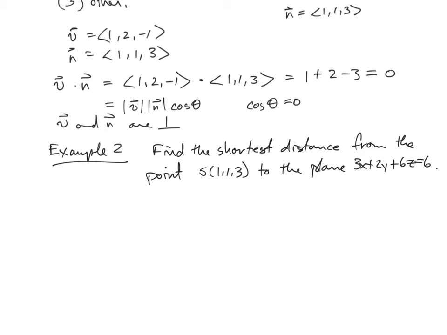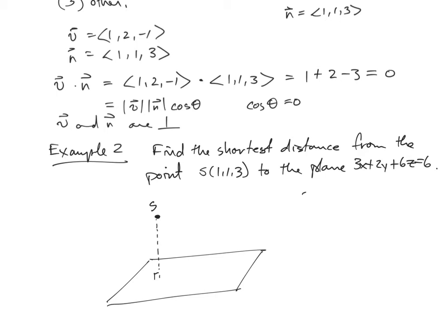So again, we've got a plane, so we'll just draw a plane here, and that's our plane, 3x plus 2y plus 6z is equal to 6. And we've got some point in space S. Okay, let's just draw it up here. That's our point S. And we're trying to find the shortest distance. Well, obviously that's going to be the perpendicular distance, right? That's the distance we're looking for. We're not looking for that distance. That's not going to be the shortest distance. We're looking for the perpendicular distance.